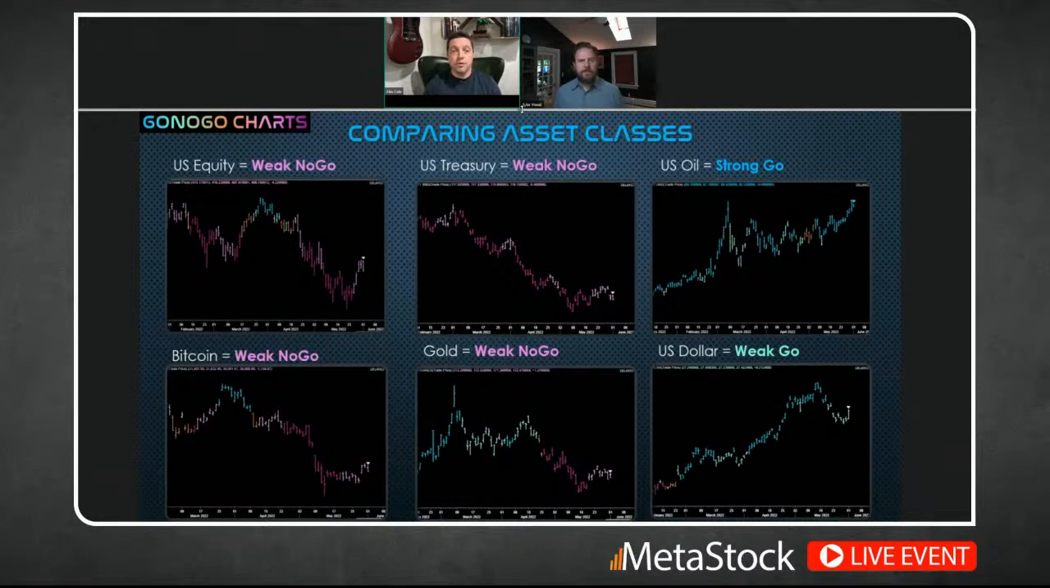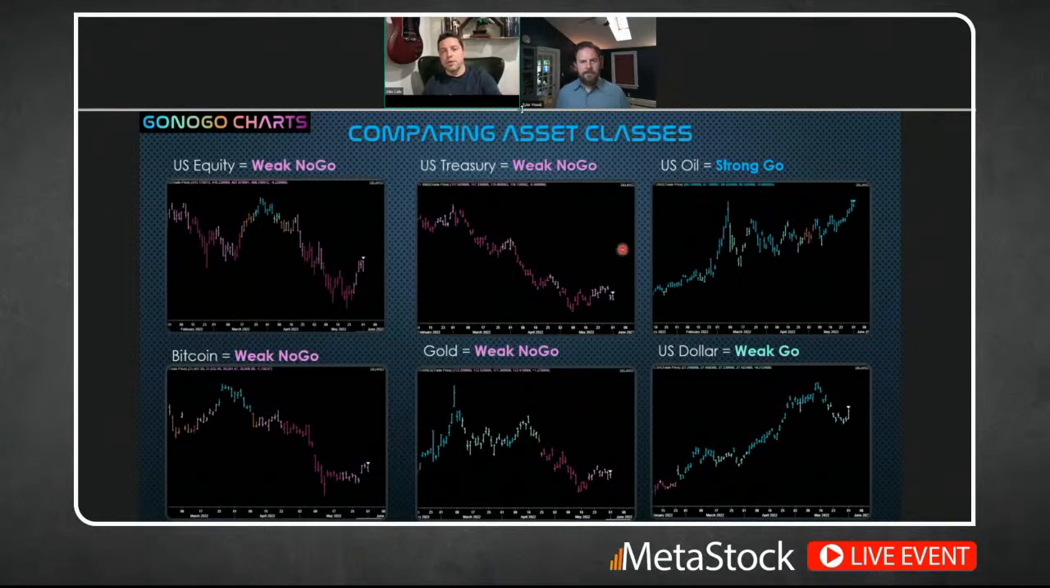So what we've done here is we've just thrown up a multi-chart layout. To give you a sense of, look, you can get information about what's trending all around the world or in different asset classes by looking at an indicator that blends the weight of the evidence into a technical trend following approach. And very quickly going around from top left to bottom right, equity markets, we know, we just talked about it, in a weak no-go. These are all daily charts. Treasury bond prices, remember bond prices move inverse to yields, are also in a weak no-go.